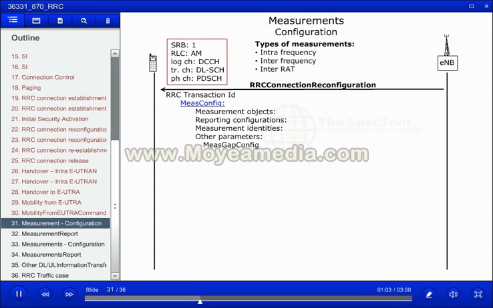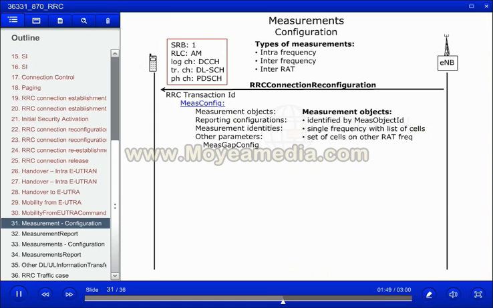Parameters used to configure measurements are, for example, measurement objects, identified by MeasObjectID. For intra or inter-frequency measurement, the measurement object is a single EUTRA carrier frequency with an associated list of cells. For inter-RAT UTRA or CDMA measurements, the measurement object is a set of cells on a single carrier frequency. For inter-RAT GERAN, the measurement object is a set of GERAN frequencies.